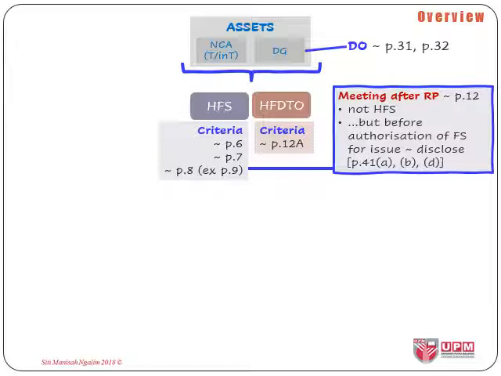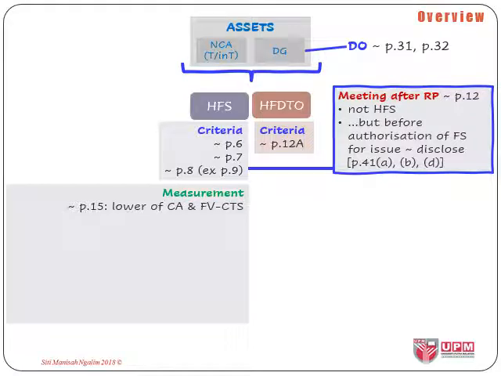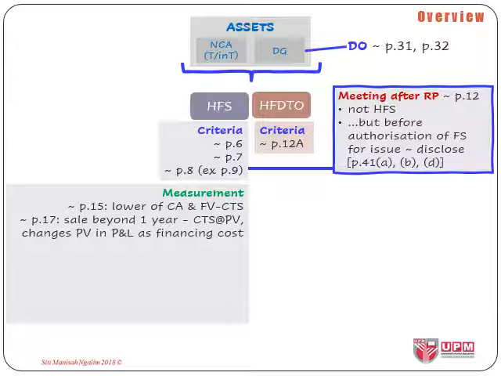After we determine whether these assets fulfill the definitions and criteria, we then need to comply with the required measurement for these assets. For held for sale assets, we refer to paragraph 15, where we shall measure them at the lower of the carrying amount and fair value minus cost to sell. And if the sale, by exception in paragraph 9, goes beyond 1 year, we need to consider time value of money. Thus, the cost to sell must be measured at present value, and any changes to the present value of cost to sell will be recognized in profit or loss as financing costs.